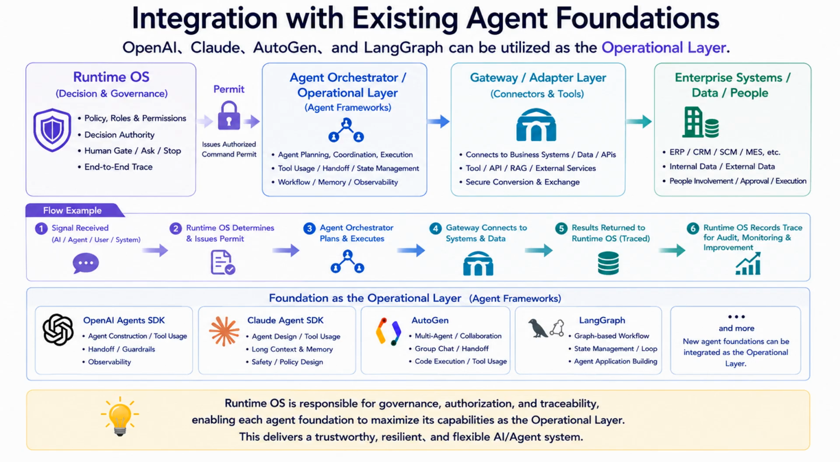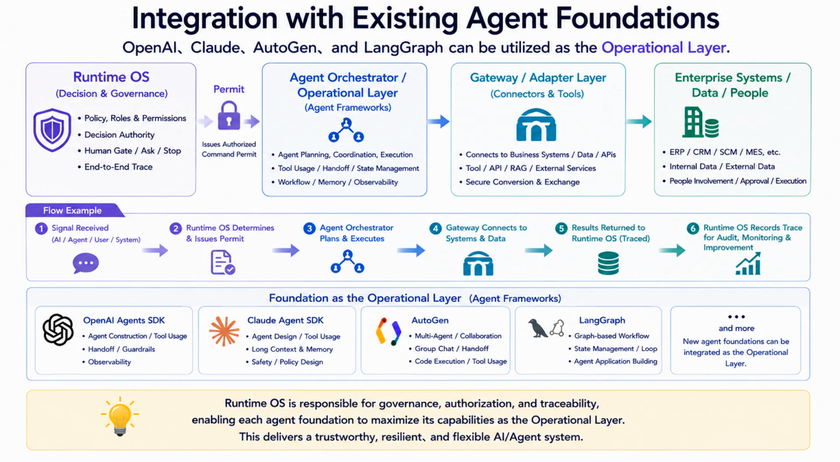Now, let's follow the actual flow. First, a signal is generated by an AI, an agent, a person, or an enterprise system. Runtime OS evaluates that signal, finalizes the decision, and issues a permit if execution is authorized. The agent orchestrator then uses the necessary agents and tools to perform the task within the scope defined by that permit. Through the gateway, it interacts with enterprise systems and data, and the resulting information is returned to Runtime OS. The entire sequence of decisions and executions is then recorded as a trace.